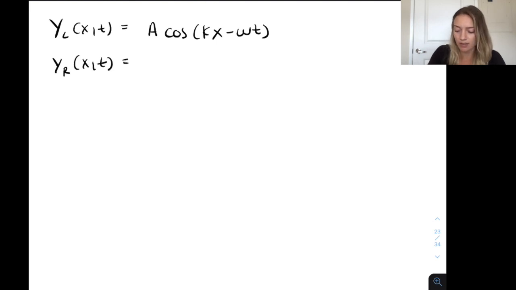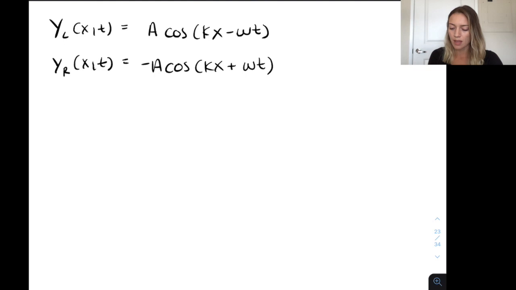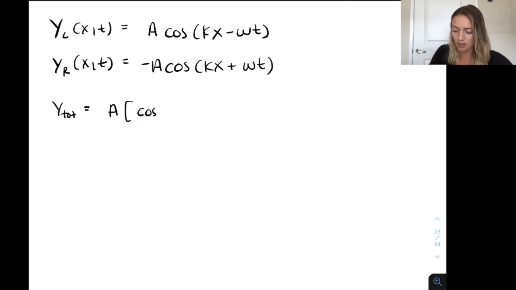And then the one going from right to left, we'll call y sub R. That's going to be negative because it's inverted, we said, so it's negative A cosine of kx, and then it's traveling along the negative x direction, so we get a positive omega t. Okay, and now we just use the superposition principle and add them up to find our total wave. So our y total will be, pulling the A out, cosine of kx minus omega t minus cosine of kx plus omega t.